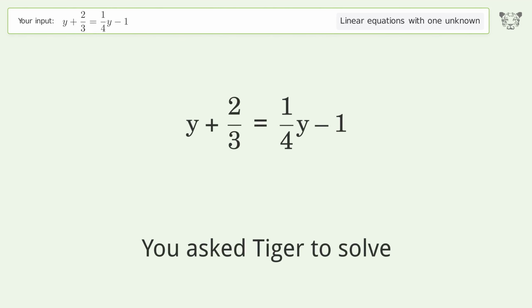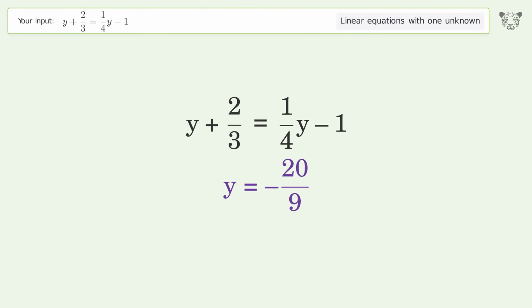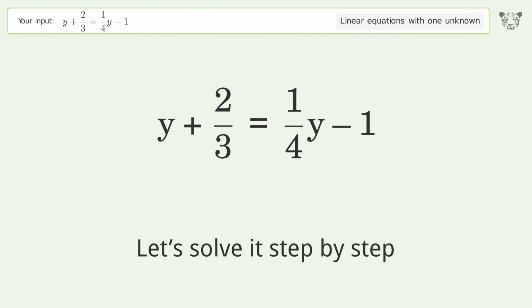You ask Tiger to solve. This deals with linear equations with one unknown. The final result is y equals -20/9. Let's solve it step by step.